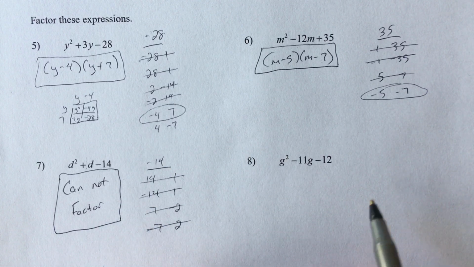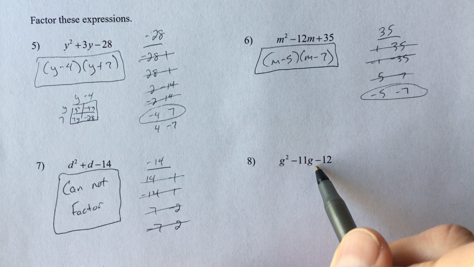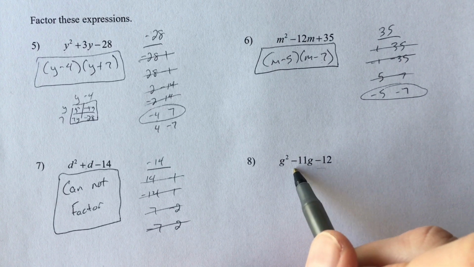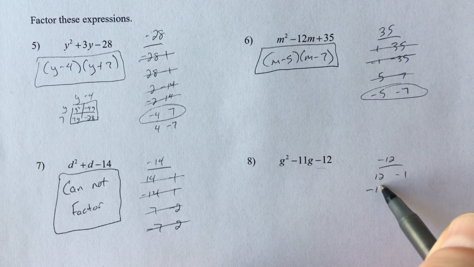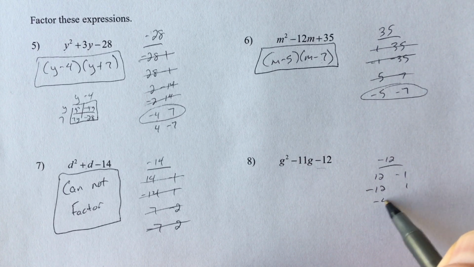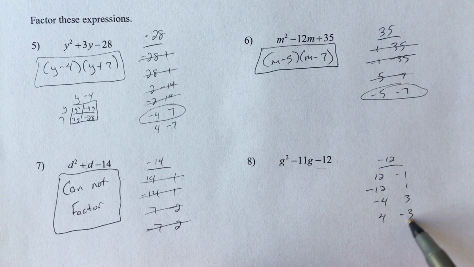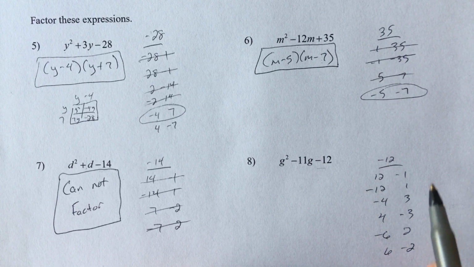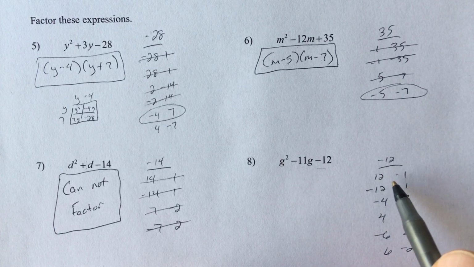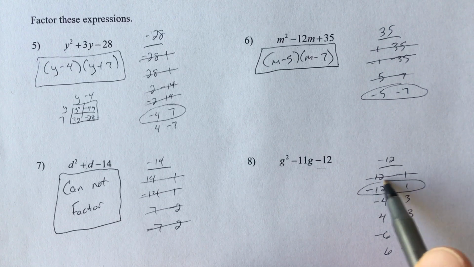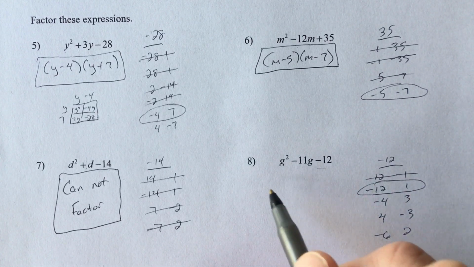All right. Now this one's going to factor for us. We're looking for two numbers that multiply to equal -12 and add to equal -11. So 12 and -1, -12 and 1, -4 and 3, 4 and -3, -6 and 2, 6 and -2. That's a good list right there. I want the pair that adds to equal -11. So I got it pretty early, -12 and 1.